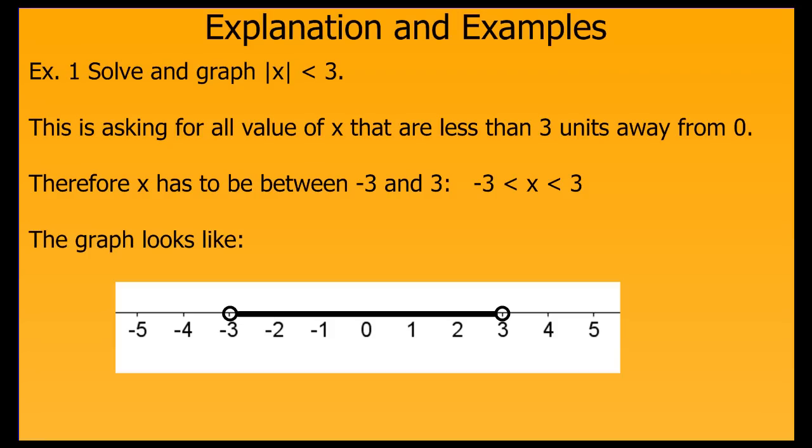On a number line, the graph would look like this. Notice the open circles on -3 and +3 as there was not an equal sign in our inequality. Then the shading is between those two numbers since x has to be within 3 units of 0.